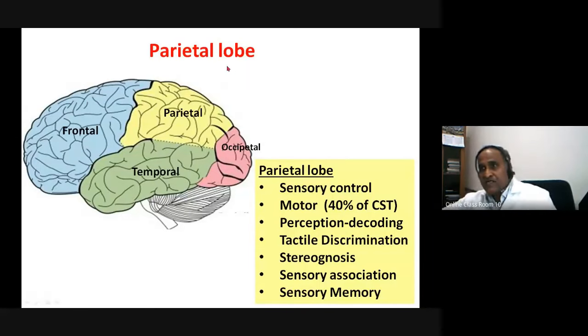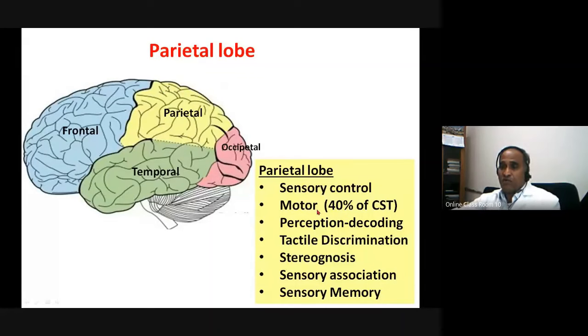Now, the parietal lobe, this is the parietal lobe, this is the sensory area, the part that receives the sensory components, especially the somatosensory components. So that means it receives sensory input. And part of it also governs the motor activity. 40% of the corticospinal tracts originate from this somatosensory area. So that means they also contribute to the motor activity.